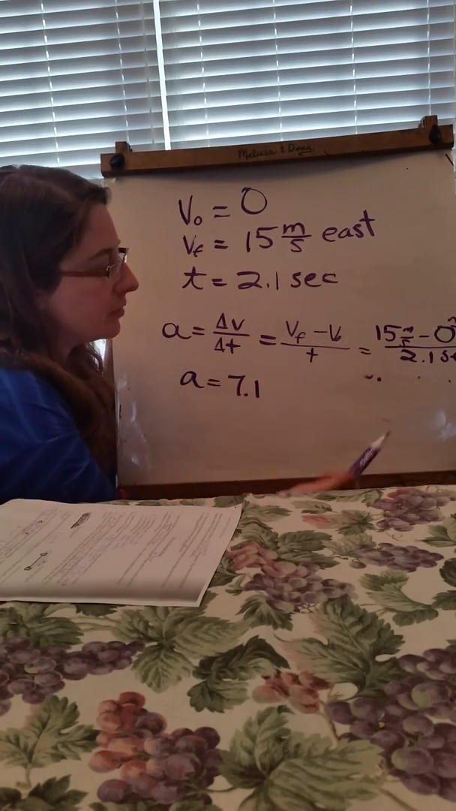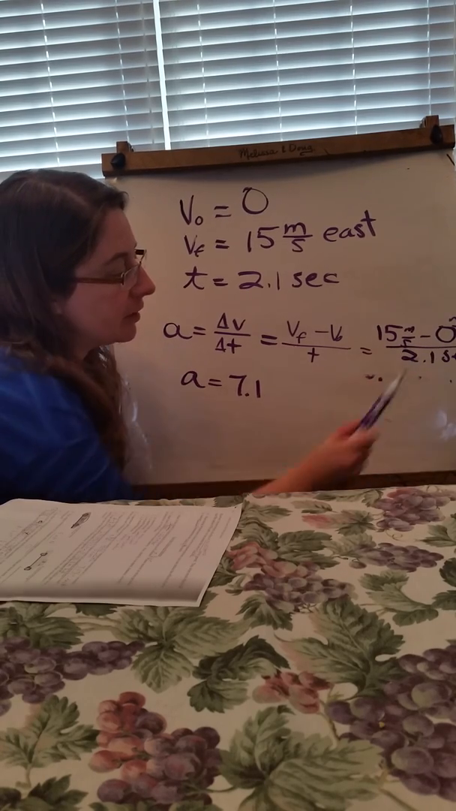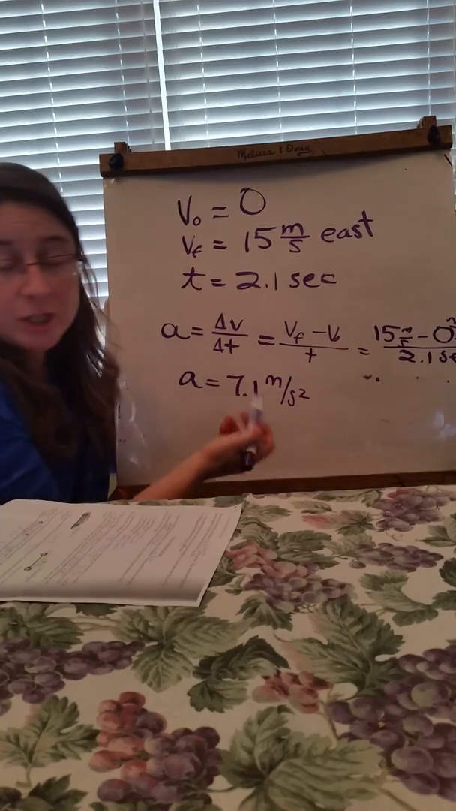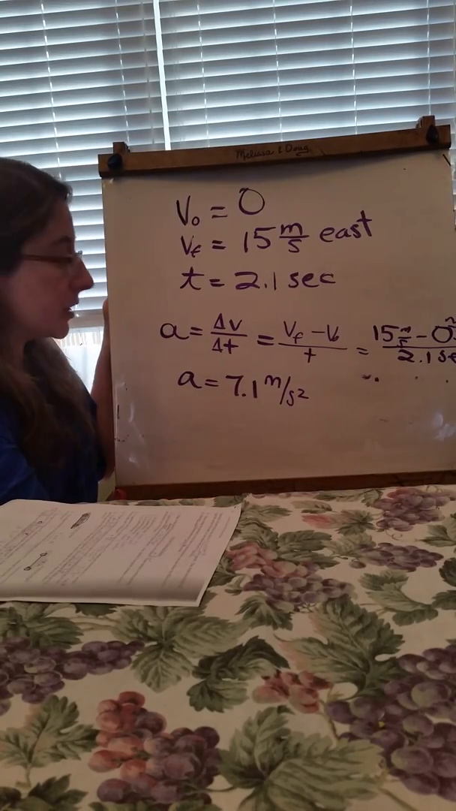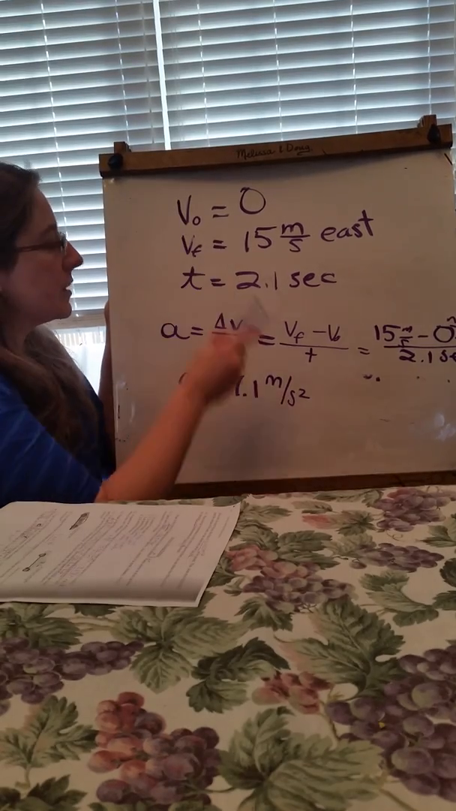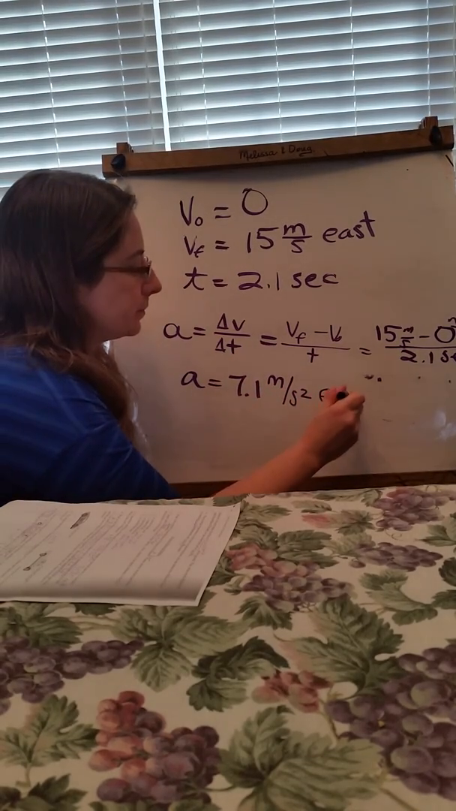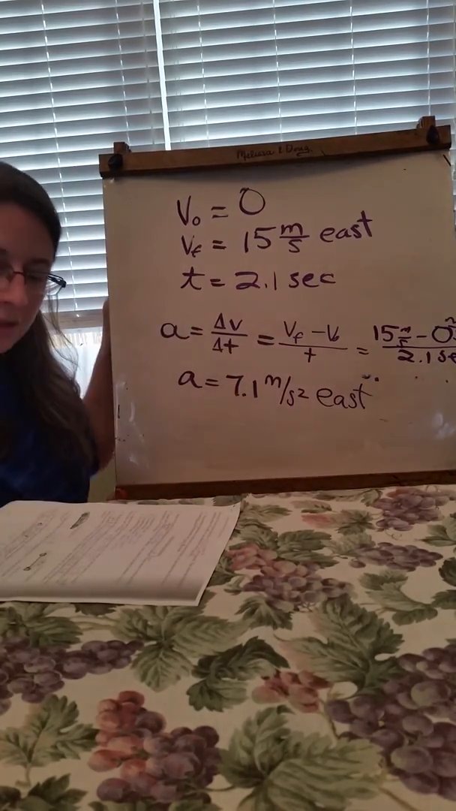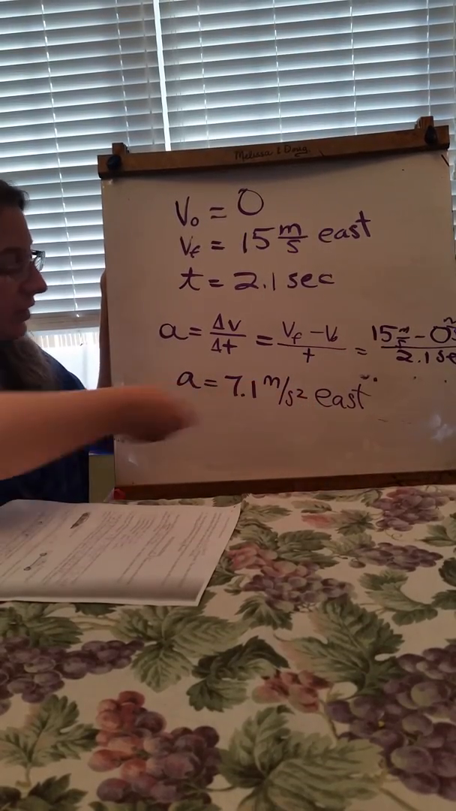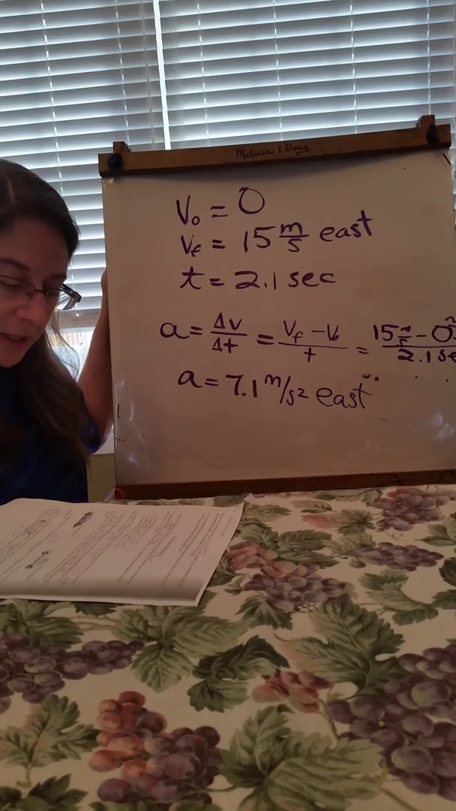And then think about units. So you have meters per second divided by seconds. So that's going to be meters per second squared, which is good news because that's a good acceleration unit. And if velocity was going east, and this guy was speeding up, then it's going to go east. So the acceleration has to have a magnitude, a unit, and a direction. 7.1 meters per second squared east.